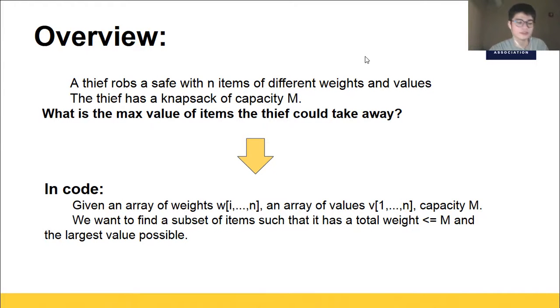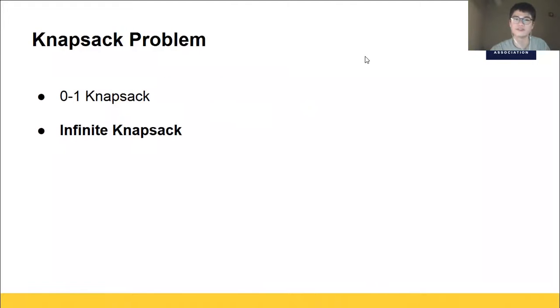Before we go into this, I would like to talk about the difference between 0-1 knapsack and infinite knapsack. 0-1 knapsack has only one copy of each item, which means if we take that item out, we can no longer take it into our knapsack. But the infinite knapsack, which we are dealing with today, has infinite copies of each item, which means we can repeatedly take the same item over and over again into our knapsack.